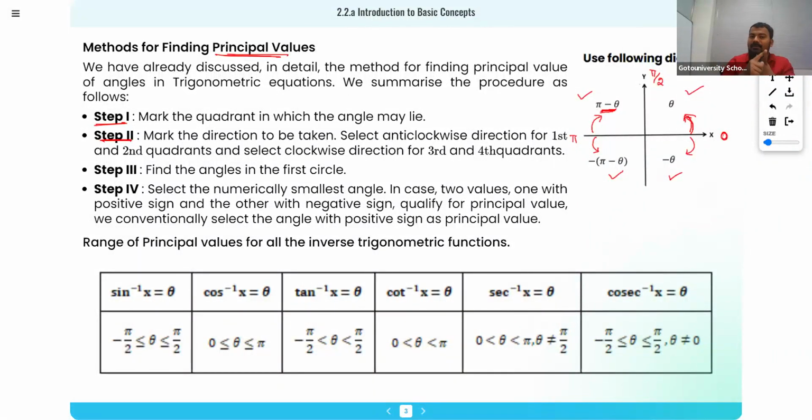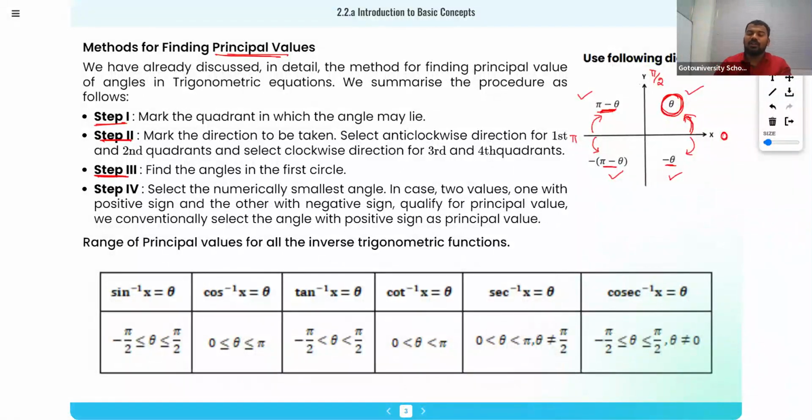Clear? So step number 1, make the quadrants, mark in which quadrant it lies. Step number 2, mark the direction, whether it is clockwise or anti-clockwise. Third one, find the angle in the first circle. If you see that you have got minus theta, or pi minus theta, you convert such that you get the values within the first quadrant.